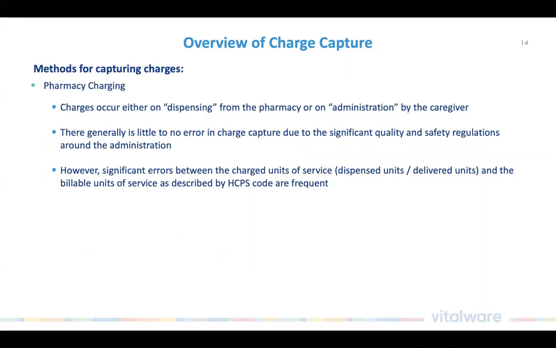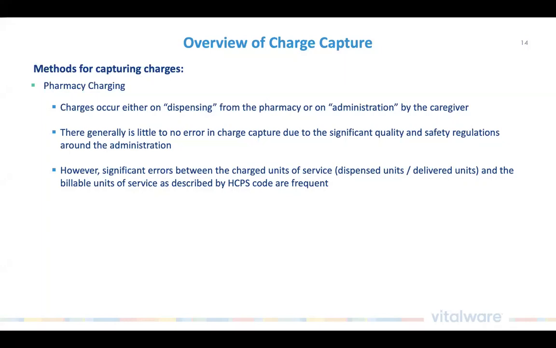Pharmacy charging is pretty tight. It's either at dispensing, or at administration, or through a Pyxis or supply cabinet. There's usually no human error in this one because you have to scan the patient, scan the order, scan your badge, scan the patient, scan the drug. There's like 5 steps. However, where the issue does occur is in the CDM, taking the dispensed units and moving them over to the billable units.